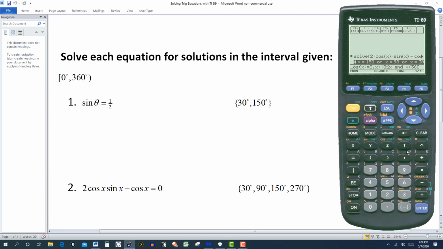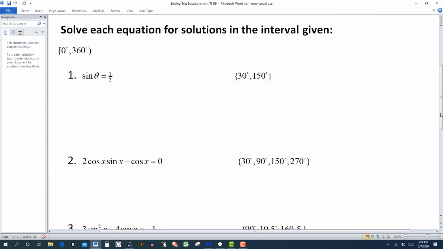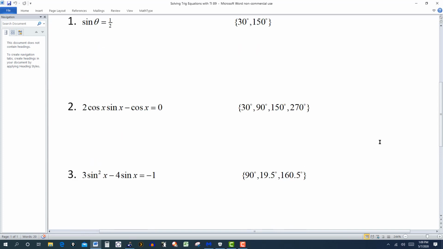Okay? So clear this. Okay, and we go to the last one. Now notice in this case we have 19.5 degrees, 160.5 degrees, so one exact solution of 90. So the last two here were rounded off. So this one didn't have exact solutions.